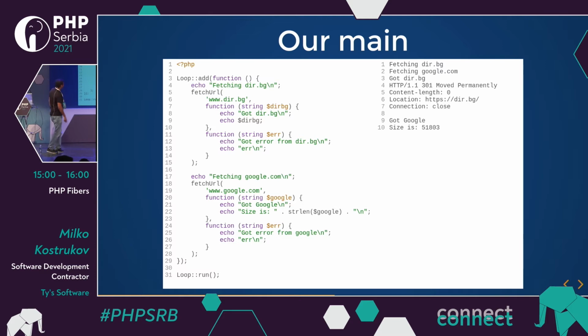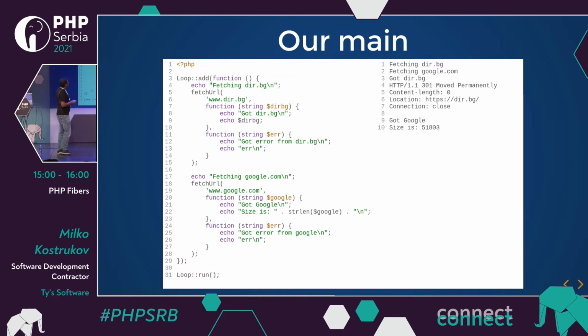And then our main function will look like this. We'll add a big function that will go like, okay, I'm fetching dir.bg. That's a Bulgarian site, doesn't matter. We're going to call this URL. We're going to add this callback for when we're done. It's going to say got dir.bg. This is for when there is an error. Then we're going to say, okay, I'm fetching Google now. And again, it's pretty much the same. It will go like echo got Google. Size is, Google returns quite a lot of bytes, it's just not practical to display the whole thing. So we're going to say how many bytes it returns. The on error, and then once we add all this, we're going to call the loop run here. This is super important. If we don't call this, nothing will happen.